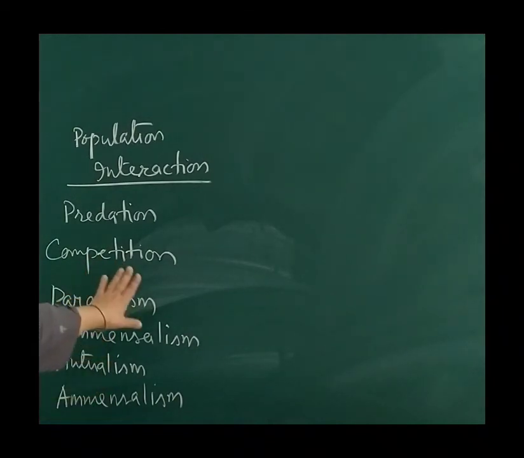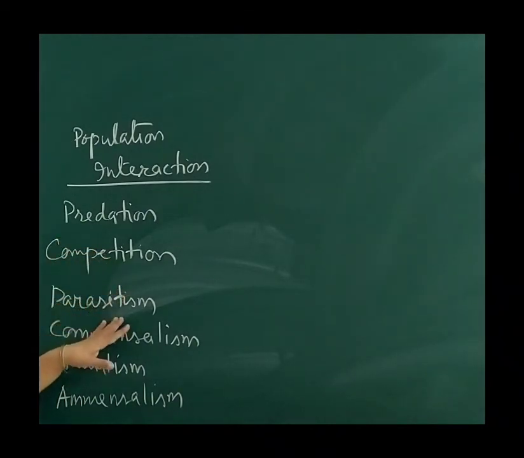So here in population interaction, in nature, living organisms such as animals, plants and microbes cannot live in isolation and therefore interact in various ways to form a biological community. The names of the interactions: the first one is predation, then competition, then parasitism, commensalism, mutualism and amensalism.